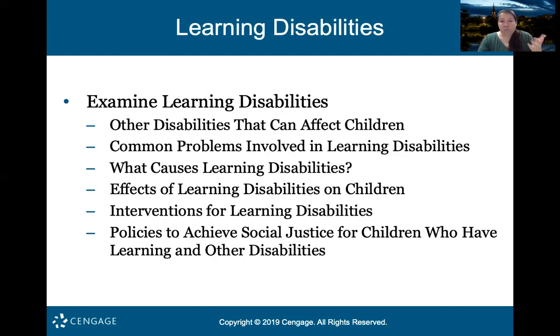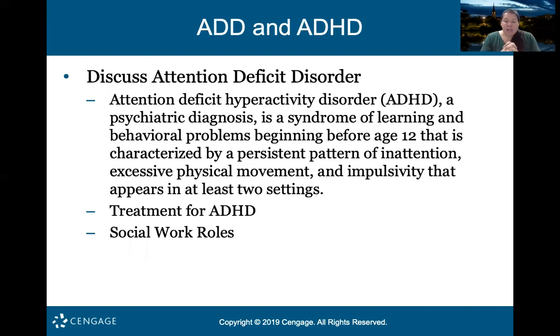There are also different forms of learning disabilities that children can have. The textbook goes into great detail about what causes learning disabilities, the effects on the children, interventions that can be done, policies to advocate for children, things like that. Finally, it also talks about ADD and ADHD and some of the differences between the two, and what is being utilized more and more these days.